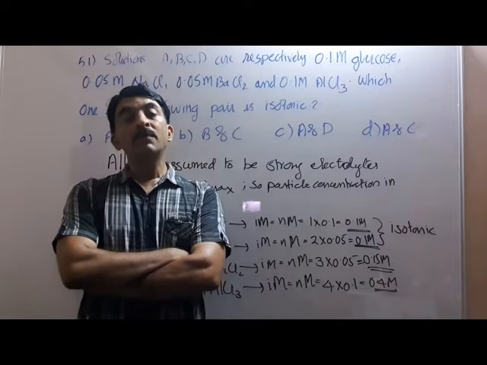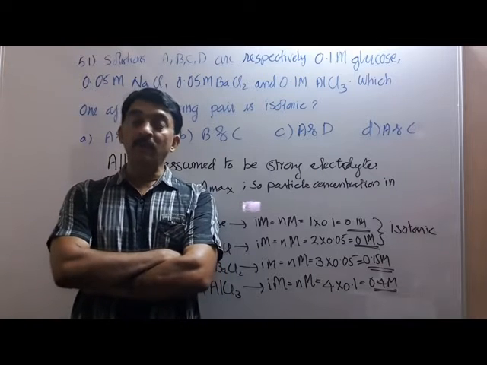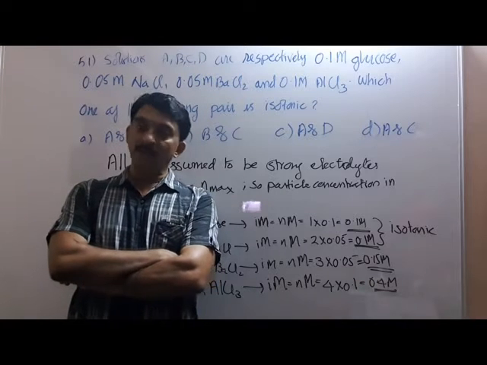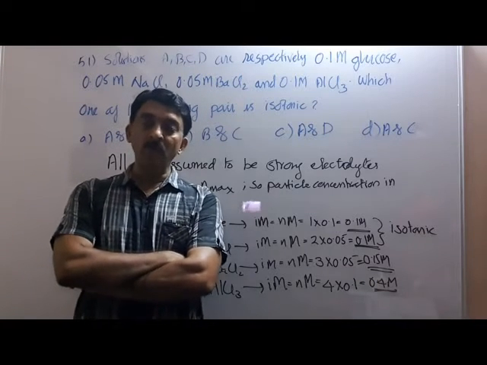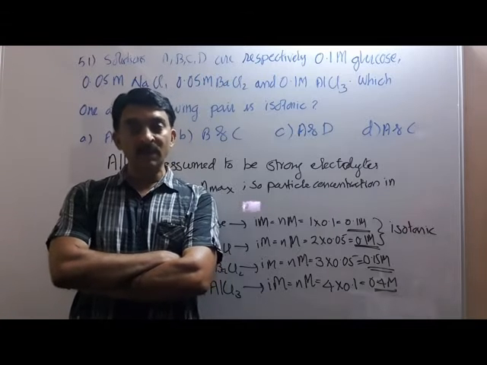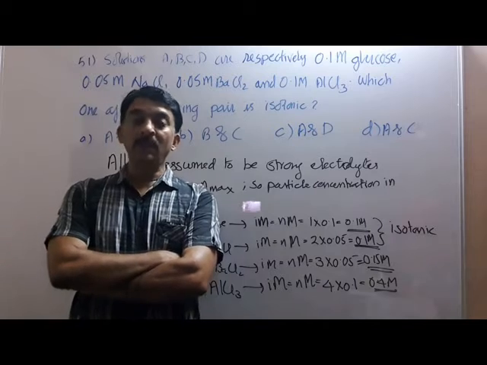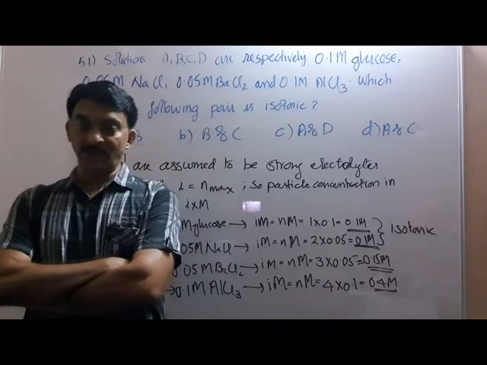What we have to do? We have to multiply it with the Van't Hoff factor. iM is the particle concentration: i into small m if molality is given, i into capital M if molarity is given. Then we can get the particle concentration that way.